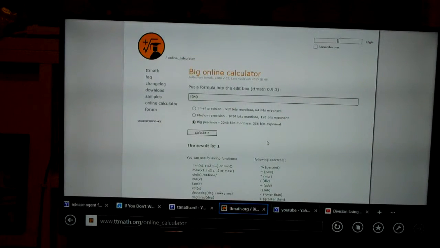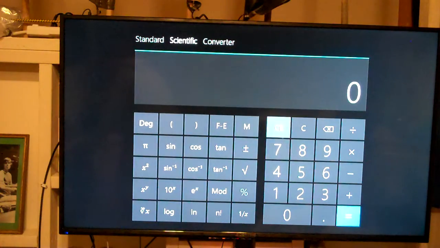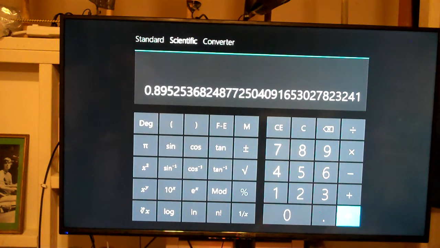Let's go to 547 divided by 611. Quite a number, right? Now here's the trick. Find the repeating pattern. Hint, you won't find it. That is because the repeating pattern is so big that this calculator will not display it. And we are going to have to try to find the repeating pattern another way.